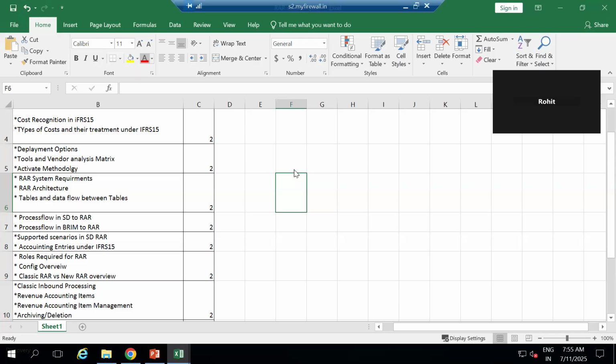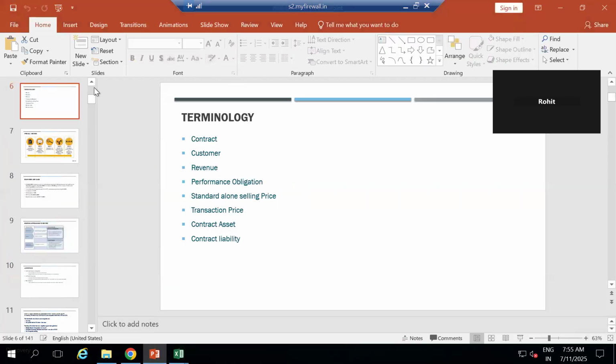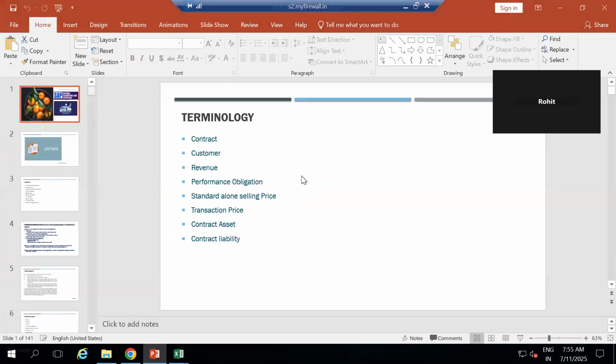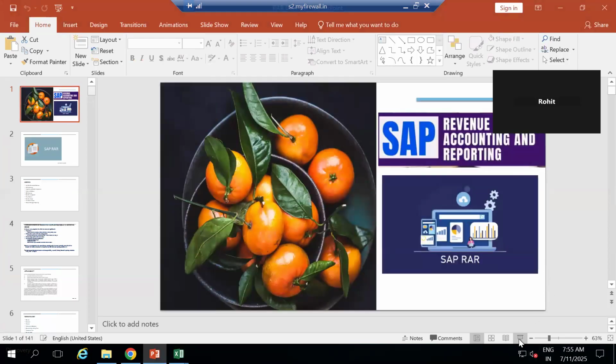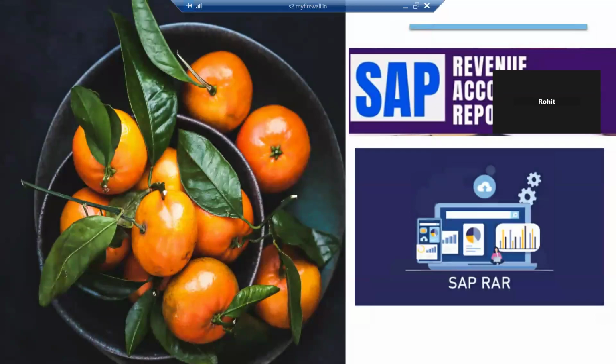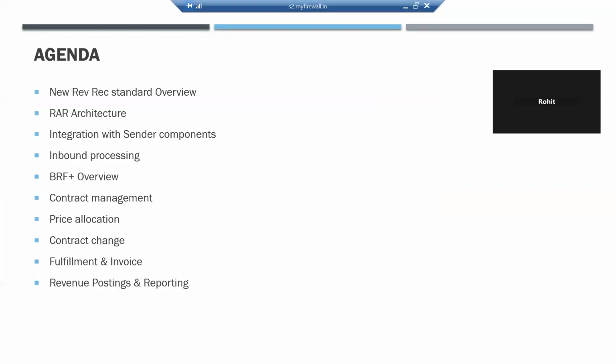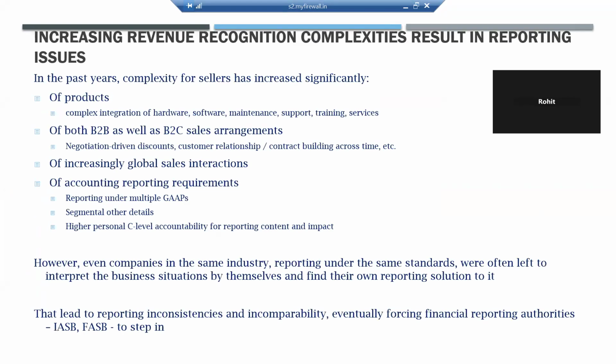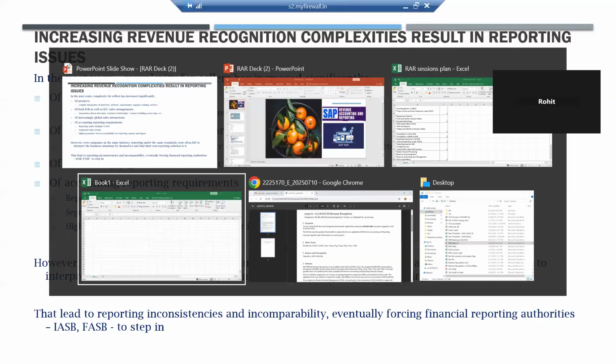Okay, let's go with today's topic of trying to understand the basics of IFRS 15. I hope you can see my screen, right? Yes. Okay. So what we will try to understand is the significance of IFRS 15. First, let's try to understand the definition of IFRS 15.